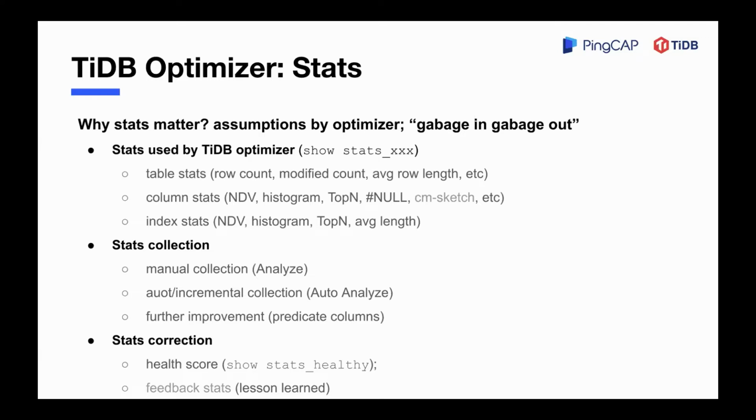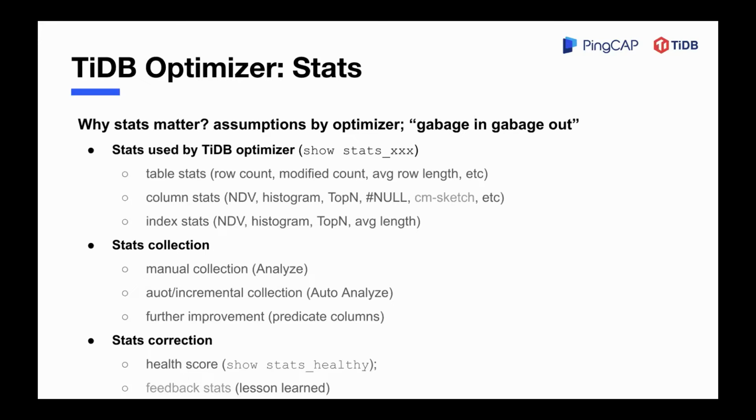So the optimizer can make a wrong assumption and make a wrong decision. That's a very critical issue. And the second thing is that the stats are actually the source of truth for the optimizer to do the optimization, to do the costing, and to find the optimal plan. That's why I always say garbage in, garbage out, which means if your stats are not good, how could you expect the optimizer to generate a good plan for you, right?